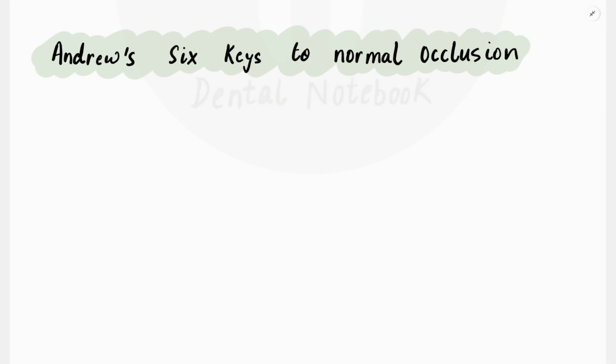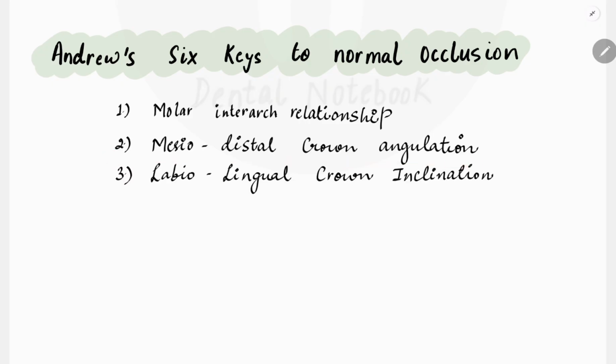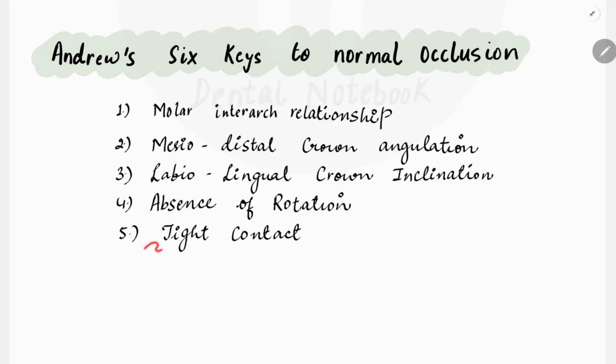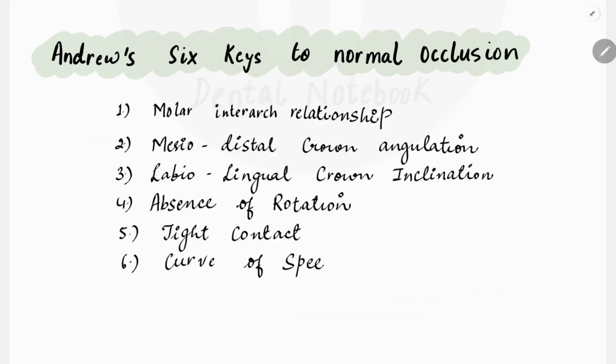So the first one is your molar interarch relationship. The second one is your mesiodistal crown angulation. Next is your labiolingual crown inclination. Fourth is your absence of any kind of rotation. The fifth, there should be tight contacts between the teeth. And the sixth one is the curve of Spee. So these were the 6 keys to normal occlusion. These features should be present in all those patients who want to have an ideal occlusion.